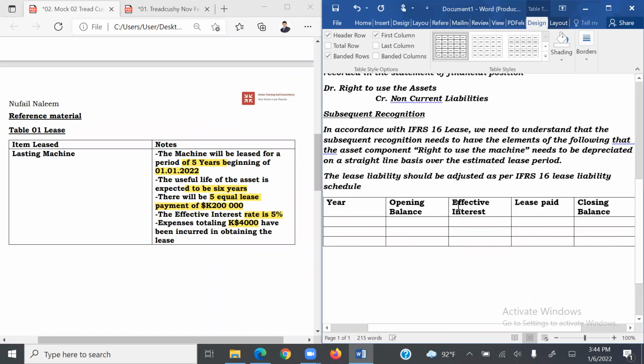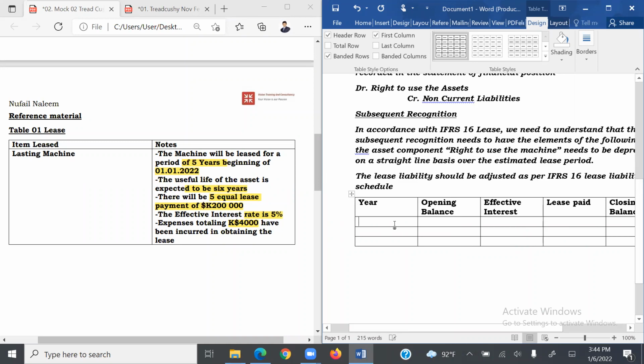So students, let's start working on this. It's not so difficult. It's very simple. So I will write down here, students. Now, just for your understanding, year one, we take the opening balance, students. So I will put here K dollars.